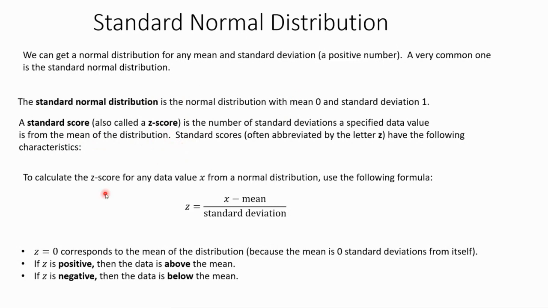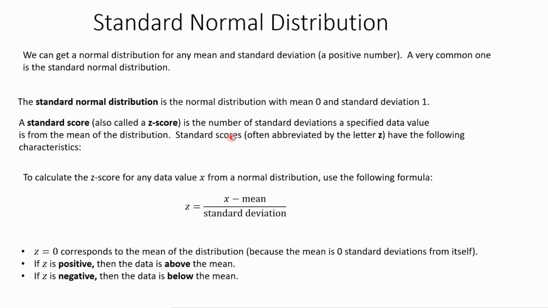To calculate the z-score for any data value x from a normal distribution, you have to use this formula. Here x is the data value, the mean is the mean of that normal distribution, and the standard deviation is the standard deviation of the normal distribution. I think I've said before that the standard deviation could be 0, but that's wrong. I apologize for saying that before. It has to be a positive number.